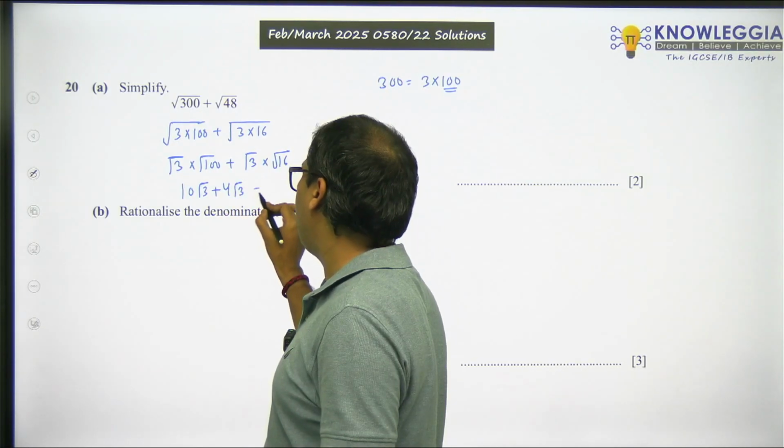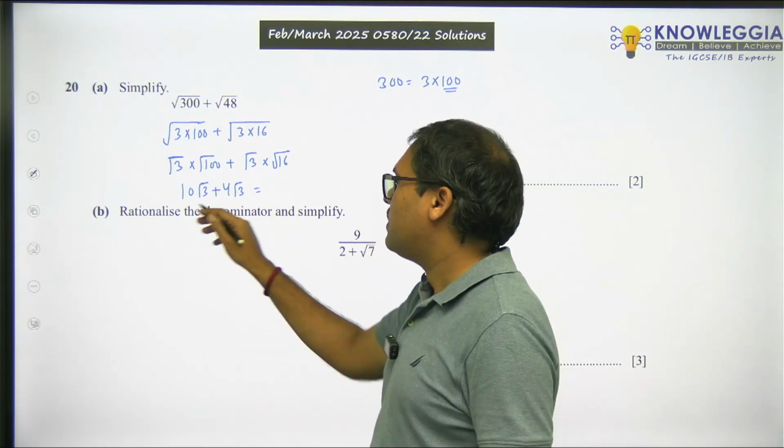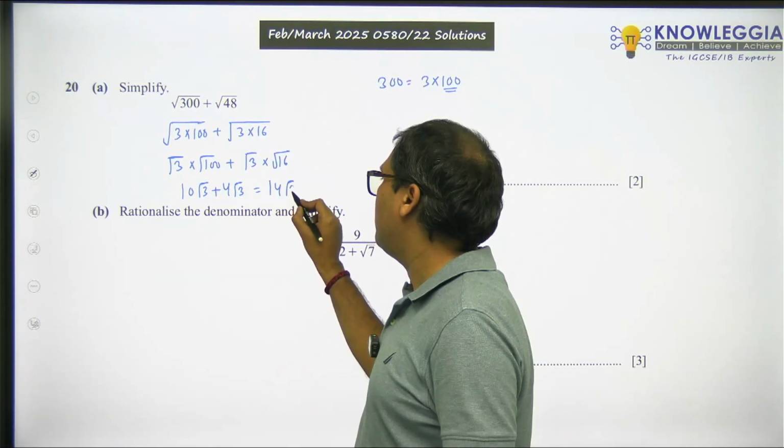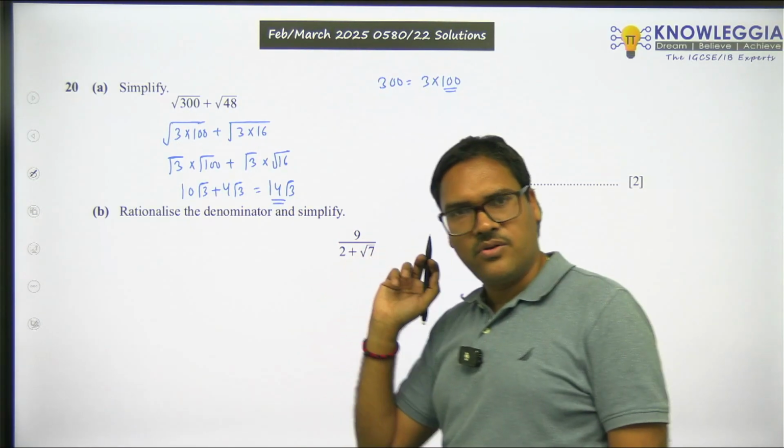And now these are two like terms. So 10 root 3 plus 4 root 3 is effectively 14 root 3. So what is the answer? This is 14 root 3.